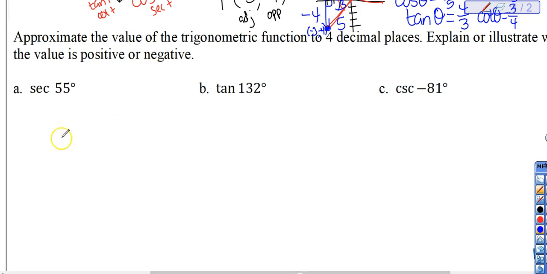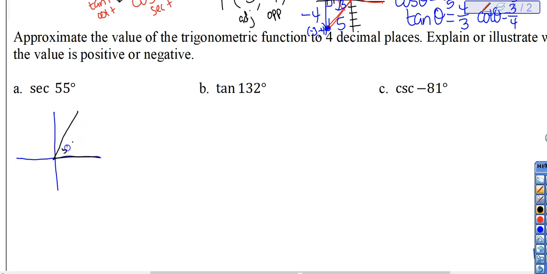So let's take a look at this problem. We are asked to approximate the value. So I'm not asking for the exact value. I'm just asking for the approximate value to 4 decimal places. First, I would like you to actually draw a picture. So this is the secant of 55 degrees. So really important that you can tell me what quadrant that angle's terminal side lies in. Quadrant 1. So there's your terminal side at 0 degrees, and we'll rotate up about 55 degrees, right?